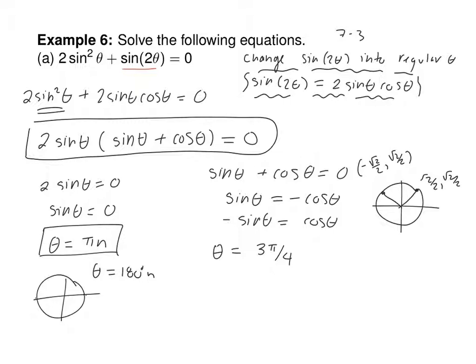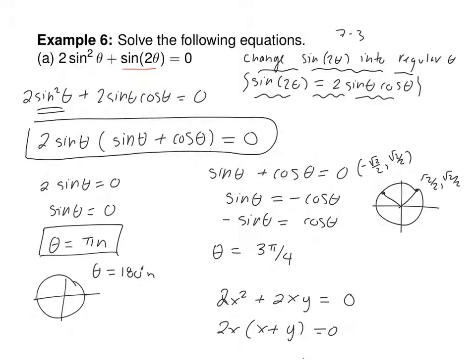Okay. If you had 2x squared plus 2xy, what's the greatest common factor? 2x? Okay, what's left in the parentheses? Or x plus y. Okay, good. Exact same idea here, right? Does that make sense? Does that help? Okay, good. And, okay, so 3 pi quarters.